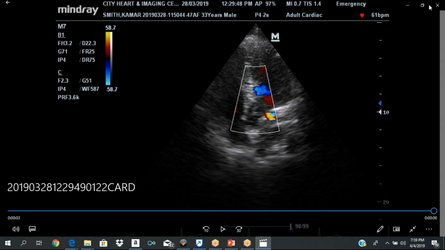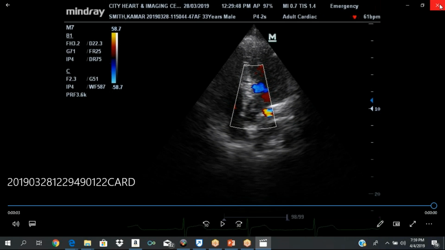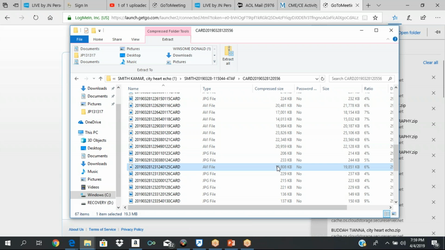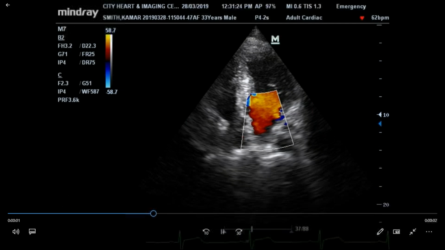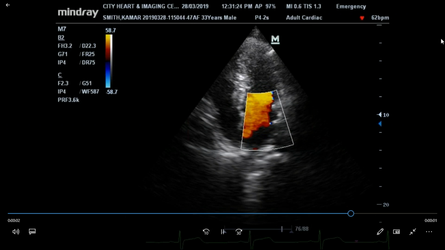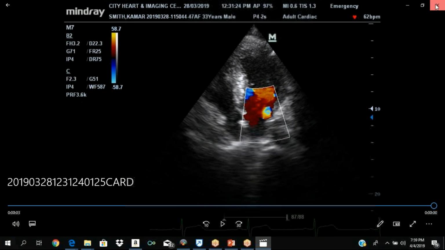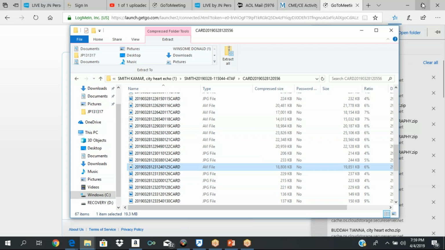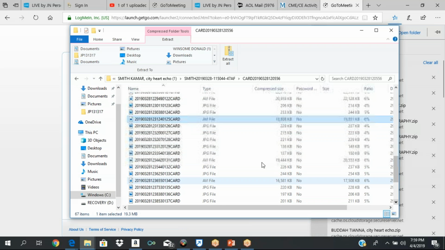All right, so the other apical view is the apical two-chamber view. So you're gonna do a counterclockwise rotation of the transducer from the apical 4 position. So it's not a clockwise rotation, it's the opposite of the clockwise rotation. And you get your two-chamber view.